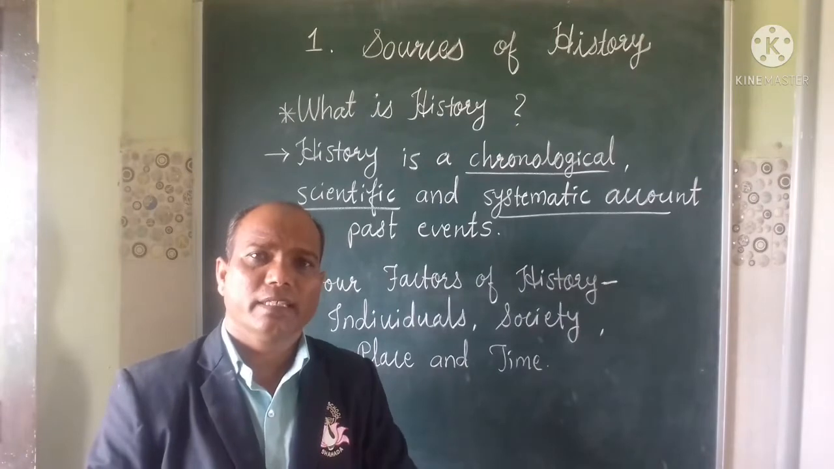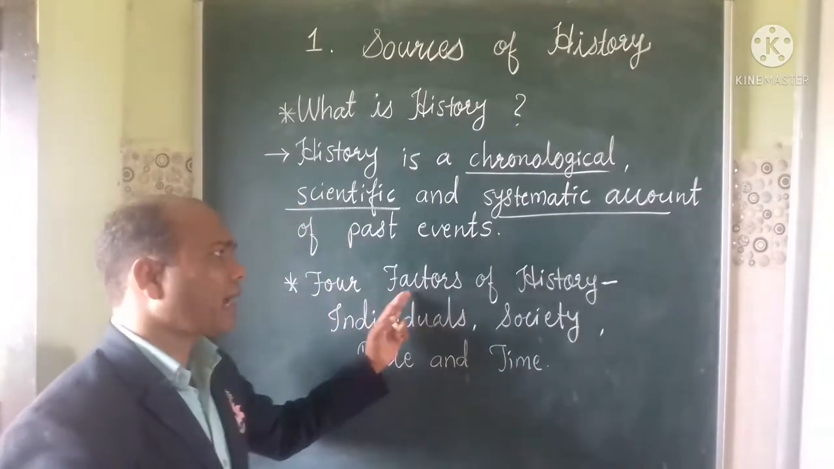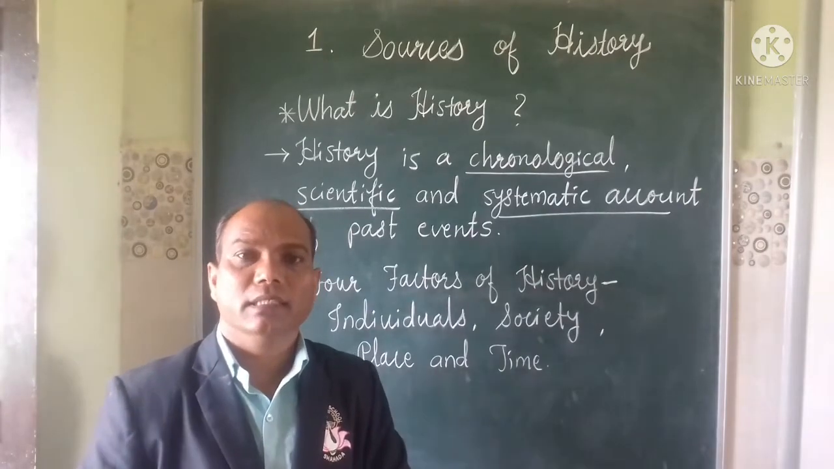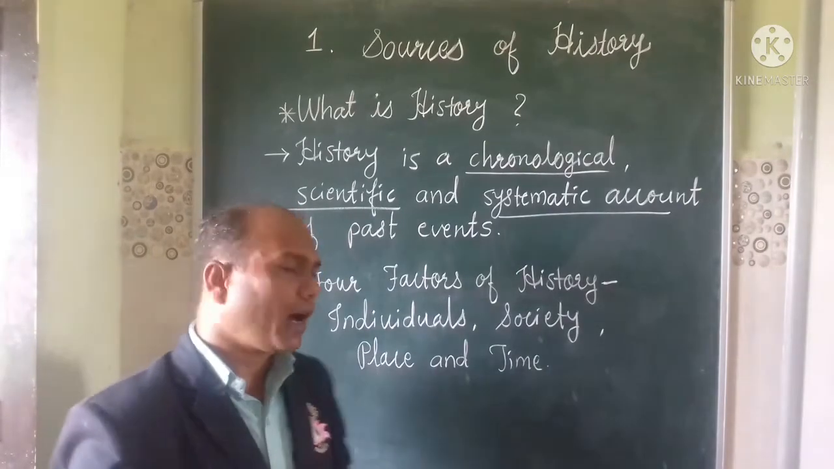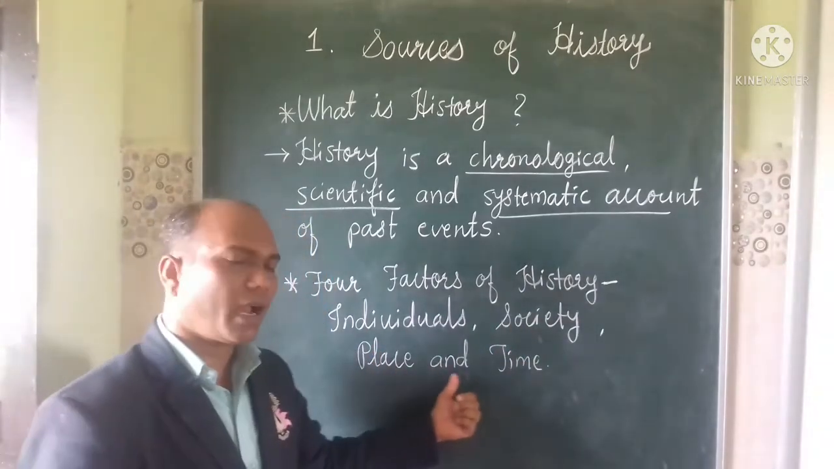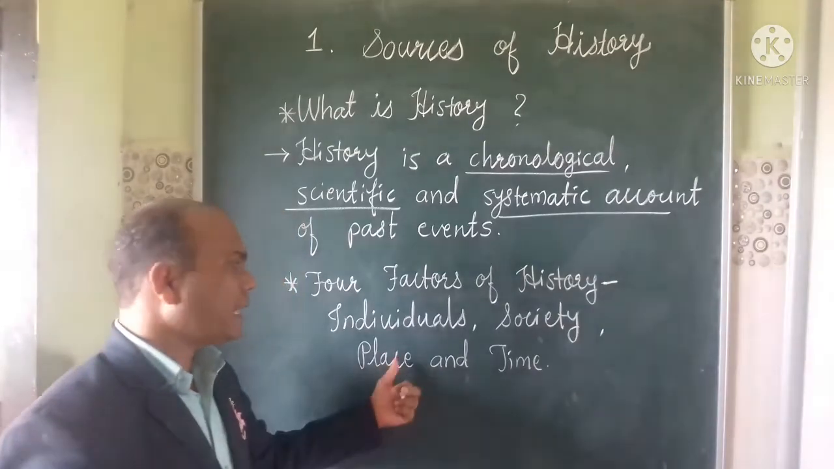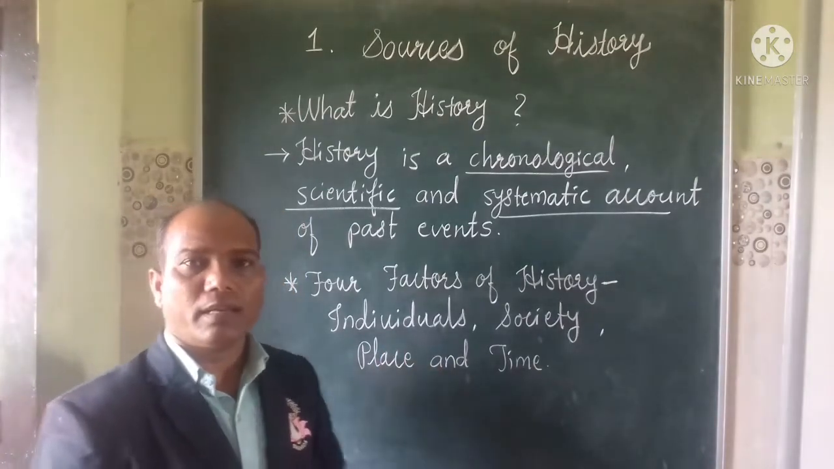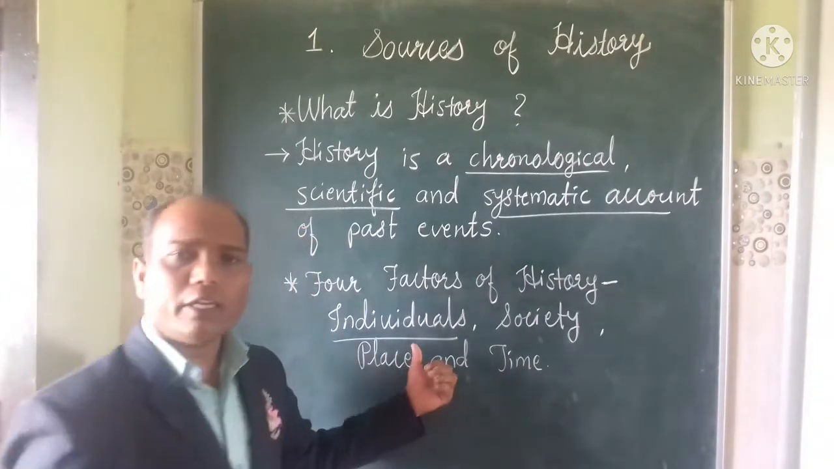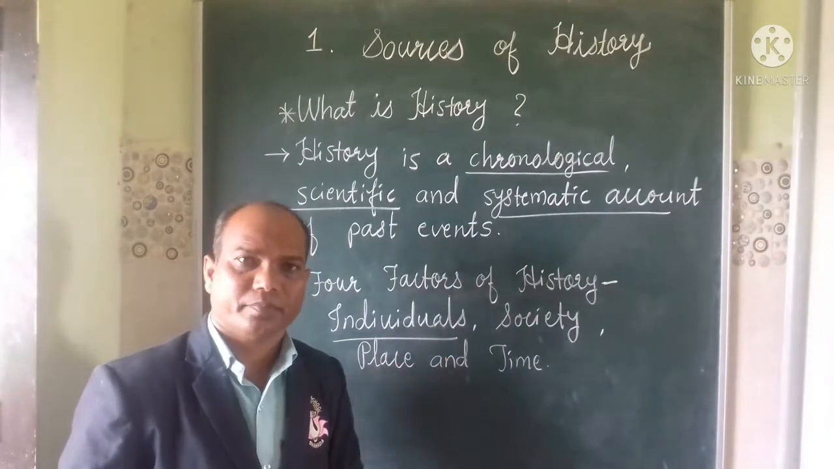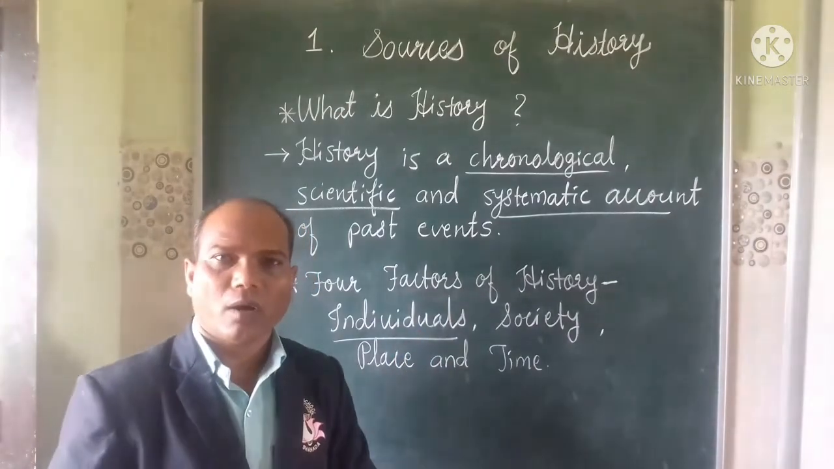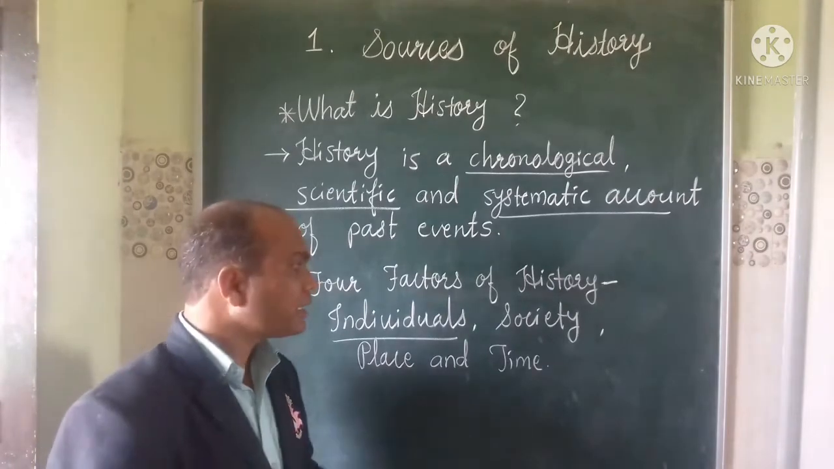Now dear friends, let's understand the 4 factors of history. There are 4 important factors of history. They are individuals, society, place and time. They are very important for studying history. Here, individual means a particular person whose history is recorded. For example, a king or a queen or a common man.